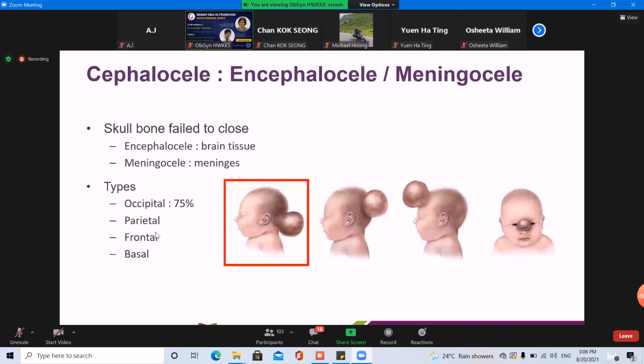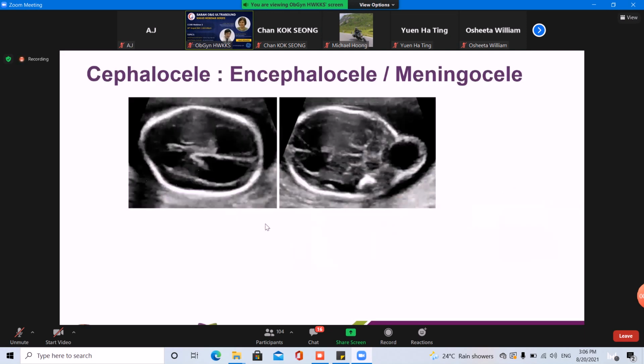So these are the 4 basic types, depending on the location of the herniation. It is occipital, parietal, frontal, and basal. The most common type is still the occipital type. Now, just to give you 2 real-life examples of cephalocele. First of all, this one is a case of meningocele.